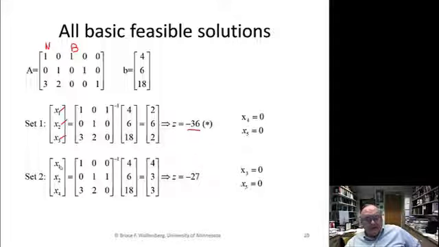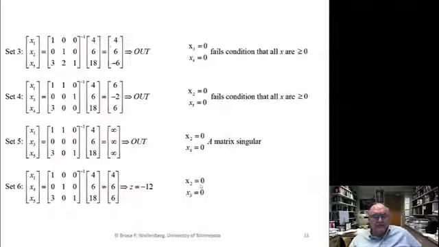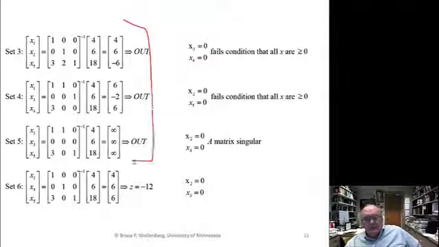But if I just kept going, I said, well, I suppose I had x1, x2, and x4. Well, then I get minus 27. That's not as negative. And the other sets that I could use, these other three sets, I'll let you look at those in the appendix, all fail on some condition.